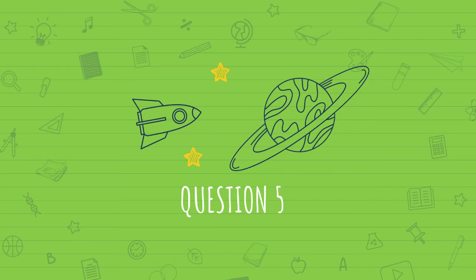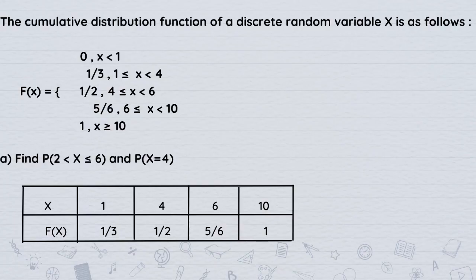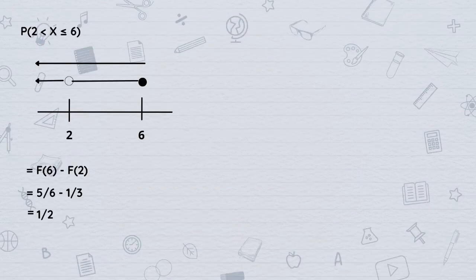Lastly, question 5. The cumulative distribution function of a discrete random variable x is as follows. The question is the probability of 2 less than x less than or equal to 6. 2 is excluded, 6 is included. We need to subtract from right to left. F6 minus F2, we get 1 over 2.